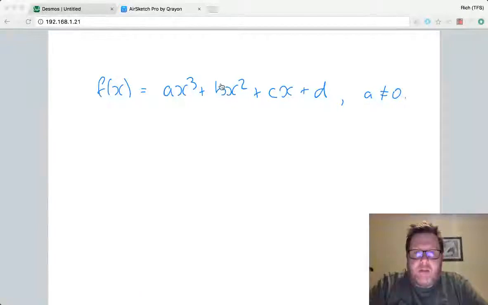So it's okay if this term or this term or this term is missing, but you need at least to have an x cubed in it, obviously. That will only happen if a is not equal to 0. Cool. Okay, so let's have a look at the other steps which we would use in order to solve such a problem or graph such a problem.